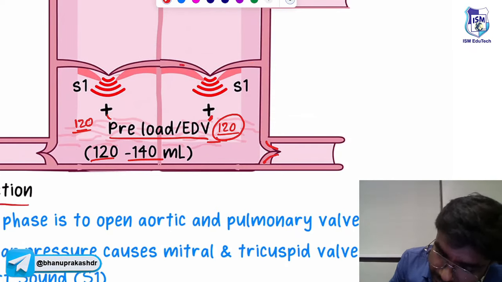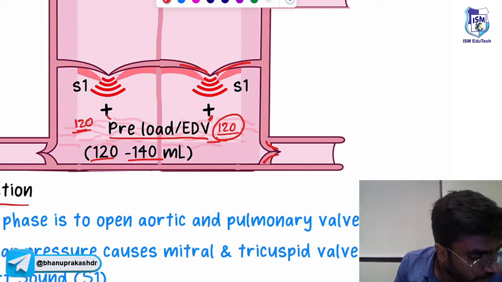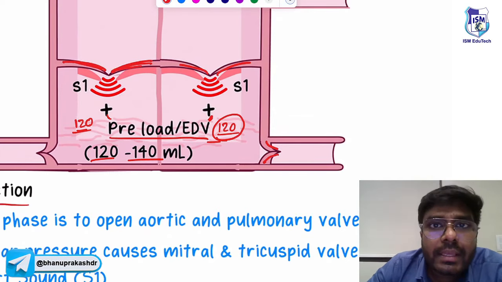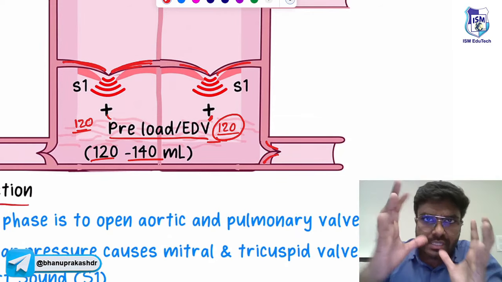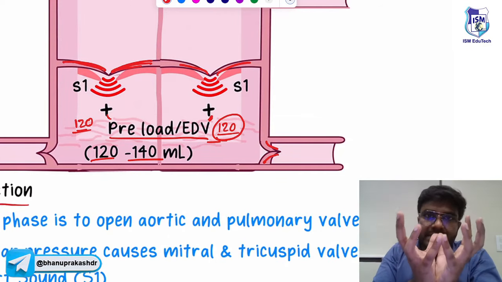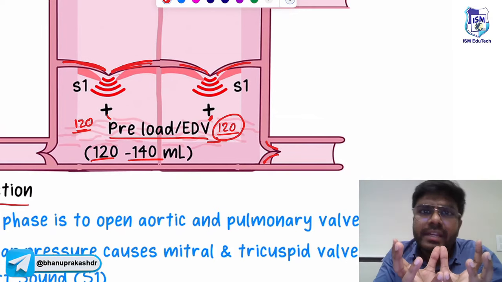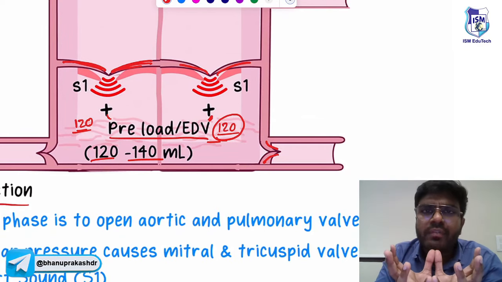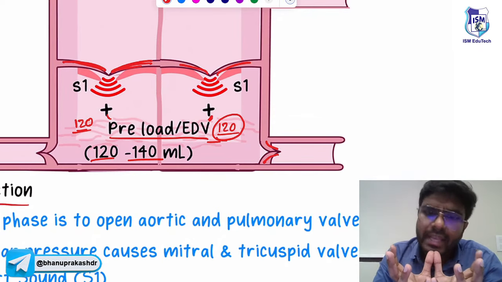Sir, this is the mitral valve. It is closed. And this is what? Sir, this is the tricuspid valve. It is also closed. Do you know why? Sir, use your logic. This is your ventricle. Now it has received its blood. It's filled with the blood. 100% blood. 120 to 140 ml of blood. Preload is there. Our end-diastolic volume is there.